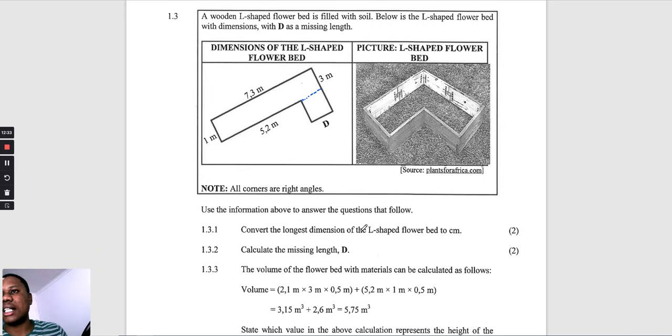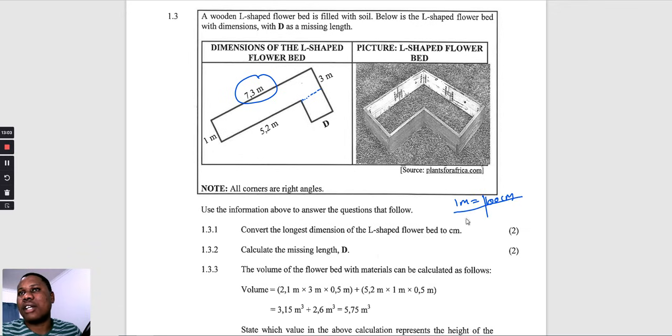Convert the longest dimension of the L-shaped flower bed to centimeters. So when we look at the longest side here, it is 7.3 meters. That means we're going to move from meters to centimeters. And the relationship between meters and centimeters says 1 meter is equal to 100 centimeters. Therefore, we use our cross multiplication.